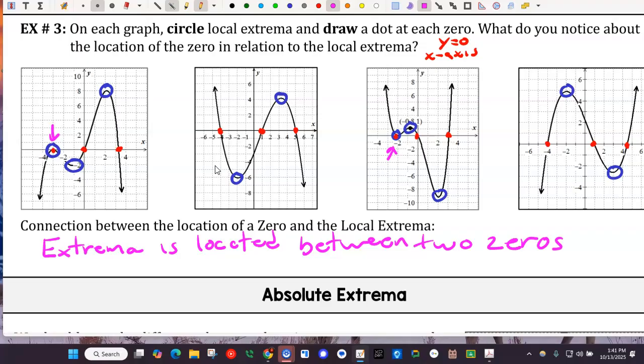But this is useful because if we're trying to find where these mins and maxes are, well, you guys already spent a bunch of time in Algebra 1 and Algebra 2 finding x-intercepts. So if we know where the x-intercepts are, well, we can find the mins and maxes. Nothing more than that.